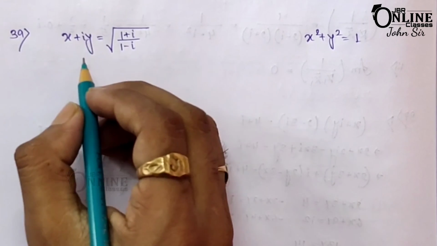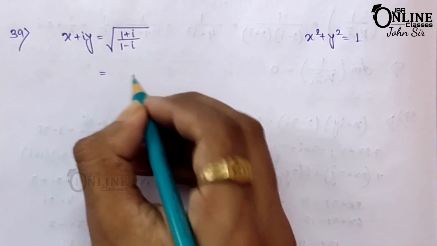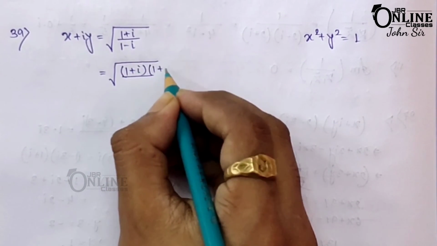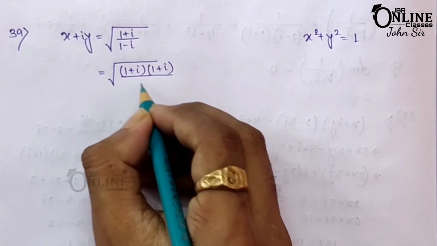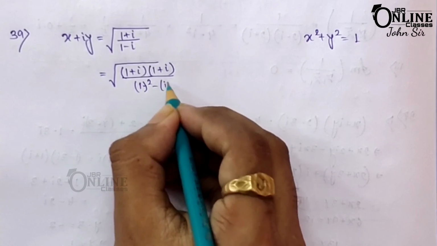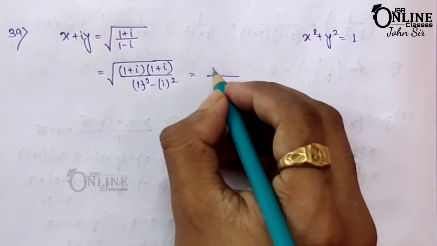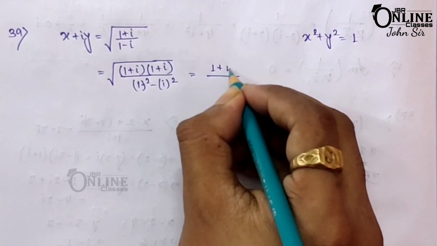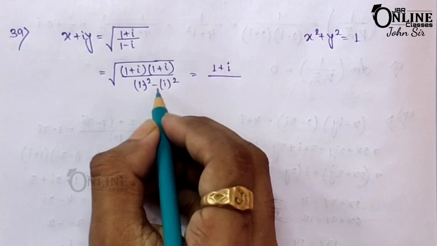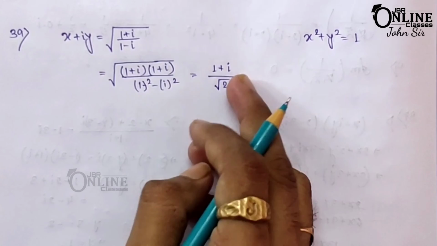Okay, now sum number 39. Here x plus iy equals root over 1 plus i by 1 minus i. So first here you have to multiply this one with 1 plus i in the upper one and also in the lower one. So the lower one will be the a square minus b square formula, and the upper one, as the whole square of 1 plus i, here there is a root, so it will be only 1 plus i, and the lower one, as here 1 square, here i square, so 1 plus 1 is 2, so it will be root 2. Okay, that means x plus iy equals this one.